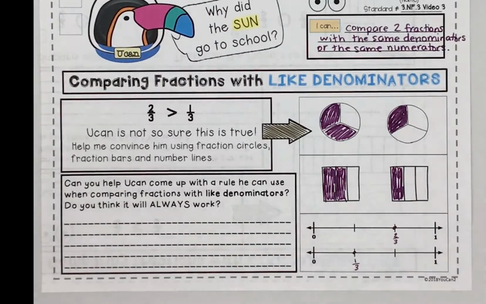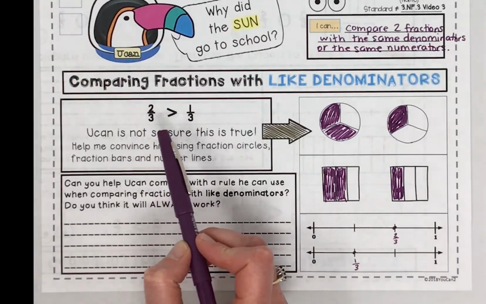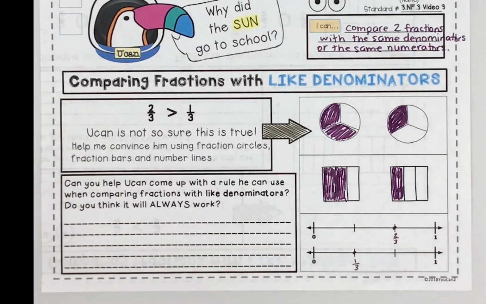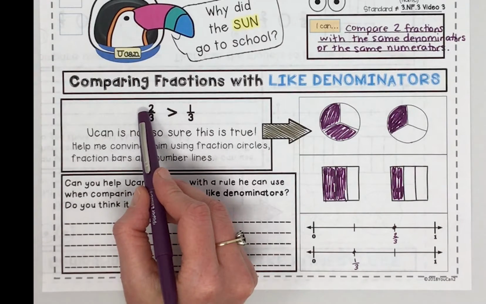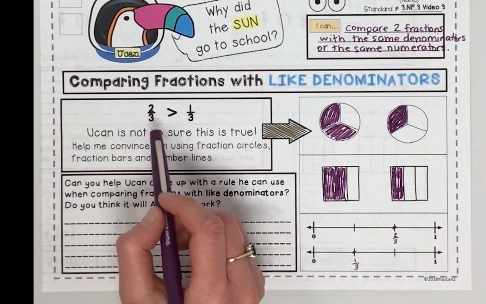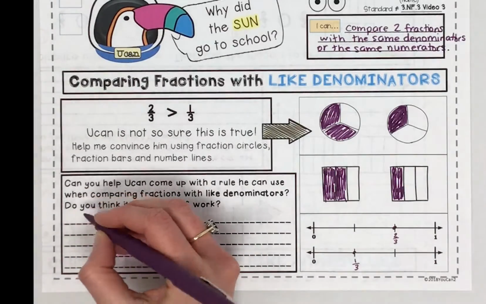Ucan, should we come up with a rule that will help us know how to compare fractions with like denominators? Let's do that. So when we have fractions that have like denominators, that's basically saying that both fractions have pieces that are the same size. So when fractions have pieces that are the same size, it makes it really easy, because then all we have to do is look at the number of pieces, which is our numerator, to decide which fraction's bigger. Does that make sense? I think it does. Let's go ahead and write that down.